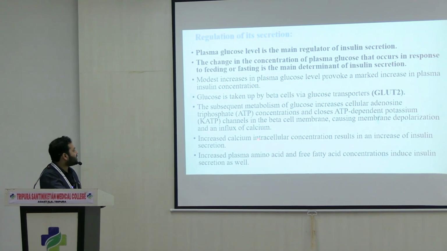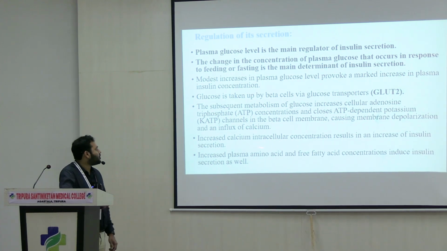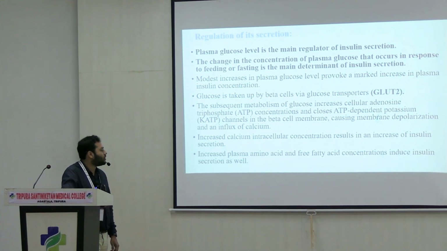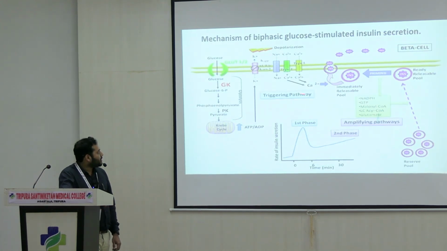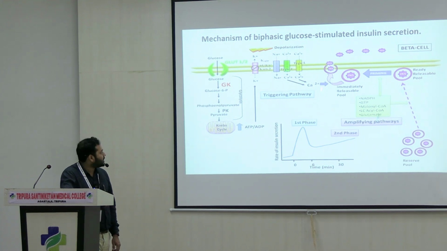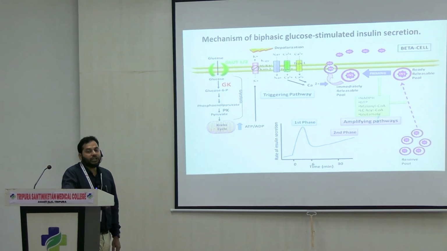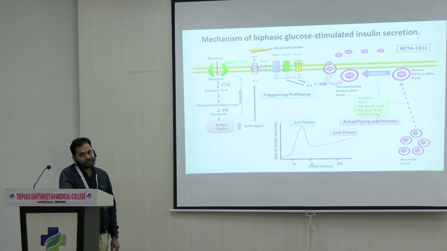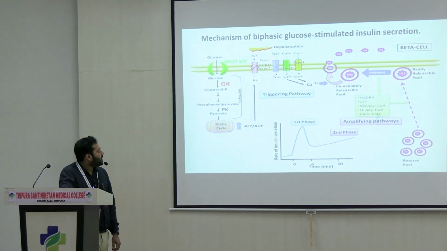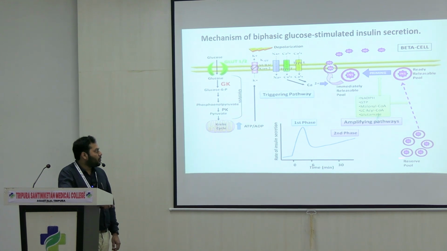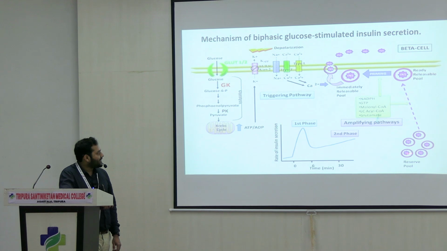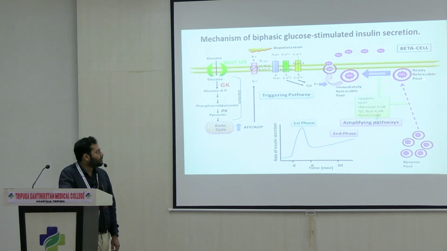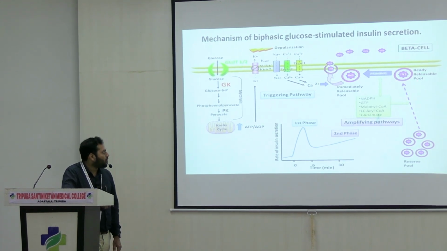See, increased intracellular calcium results in increased insulin secretion, right? So, ultimately, in these particular conditions, there is a higher level of calcium ions. This higher level of calcium ions triggers the insulin secretion process, right? See here, this insulin is basically found in vesicle structures, right? Some of the insulin is present as a reserve pool, some of the insulin is present in a ready to release pool.